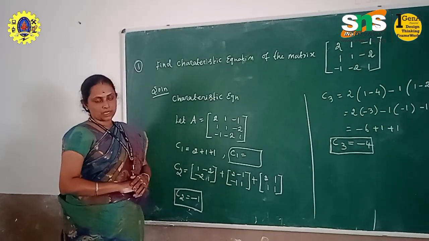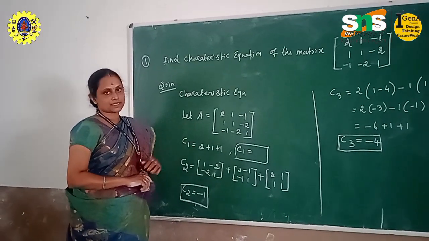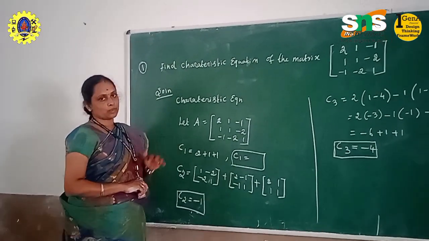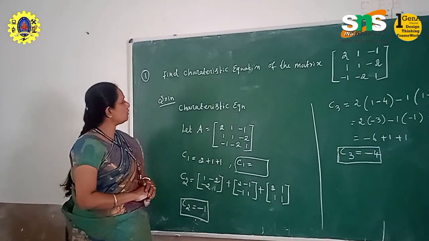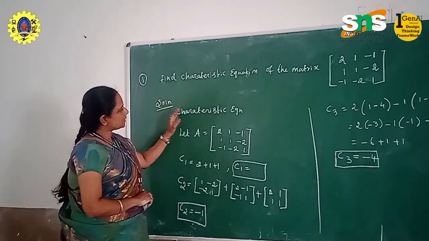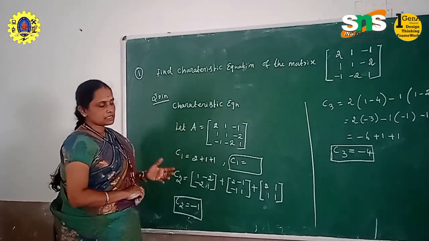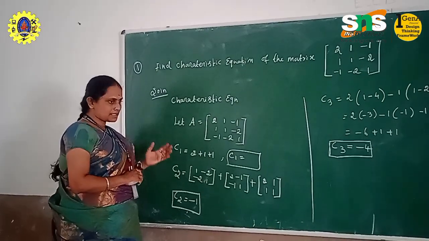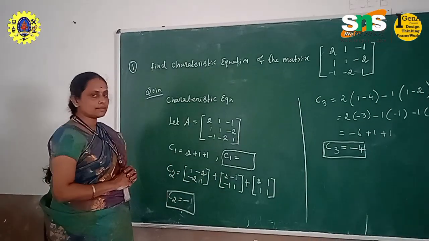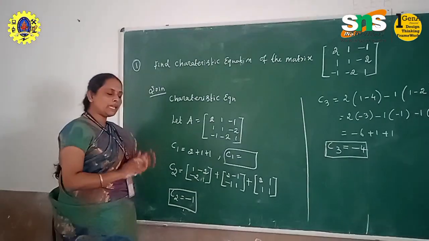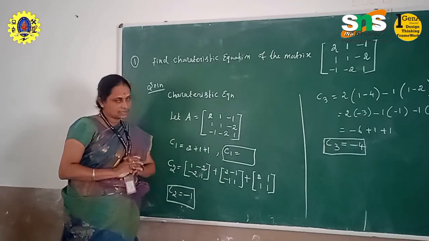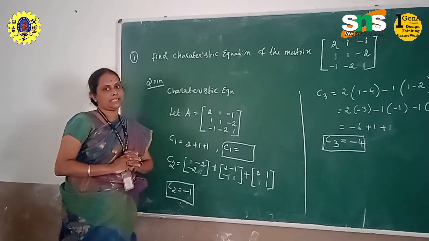The characteristic equation of the matrix. Okay, so this is a characteristic equation related problem we have to solve. In the previous class we saw the characteristic equation of the 2 cross 2 matrix and 3 cross 3 matrix. The main purpose of the characteristic equation is to find the eigenvalues.